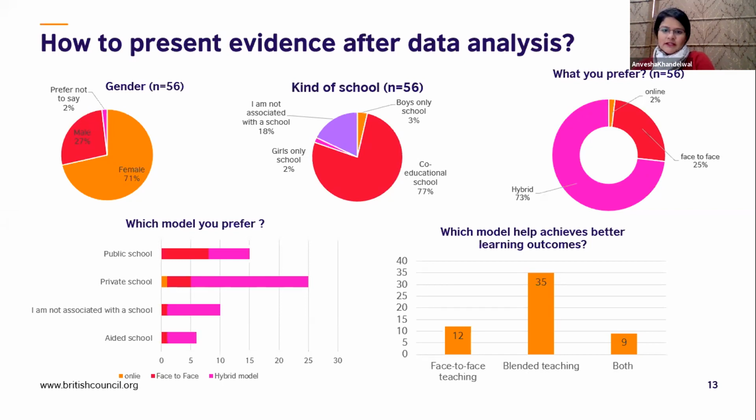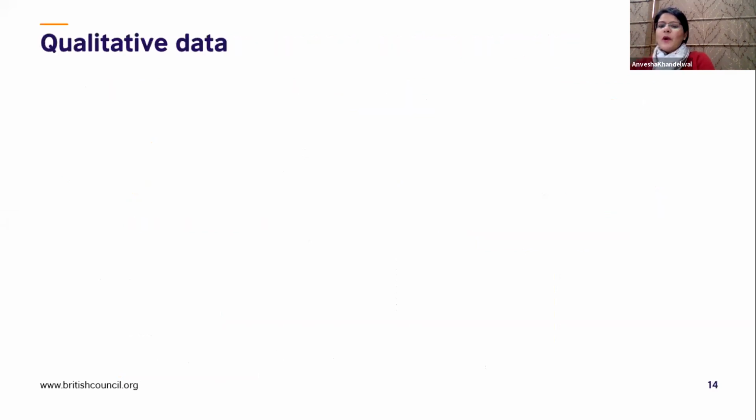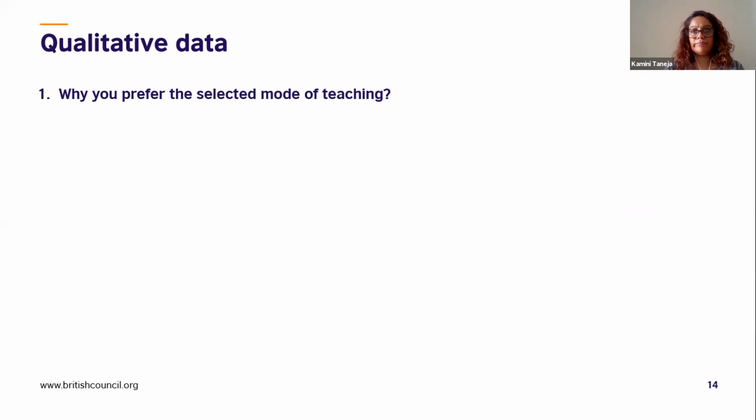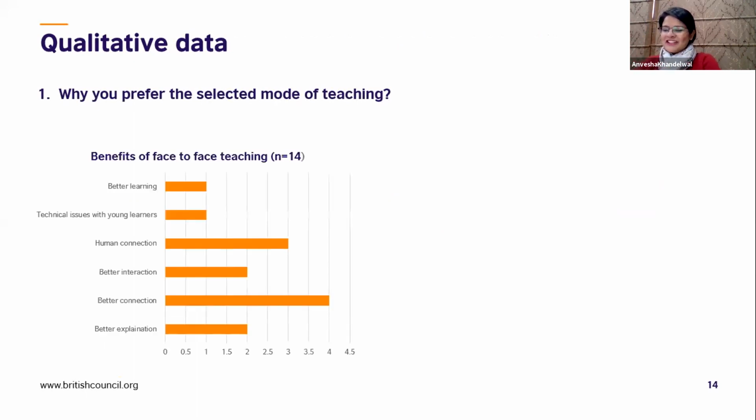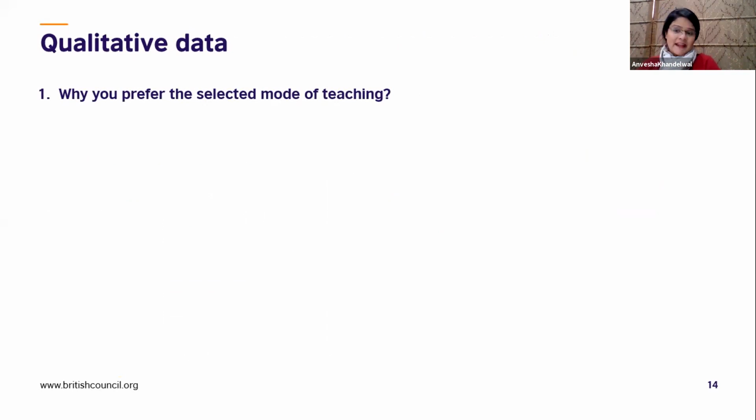The 2 questions of qualitative data were why you prefer the selected model of teaching, and if you have any other comments. So what I did was, I sliced the data in 2 parts. Sorry, online was just one, so one who preferred face-to-face and one who preferred blended. So qualitative questions are relatively easier to ask and administer, but can be very tricky to analyze, because you have to read through every question, think of themes, decide what are people trying to say, what does the majority think.